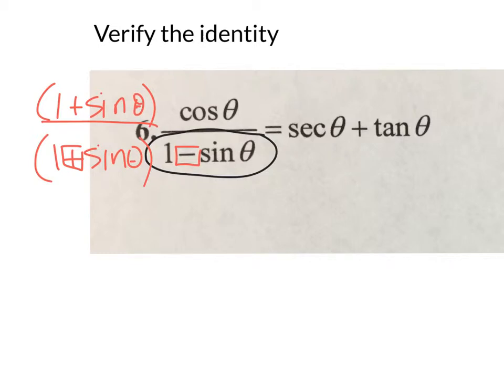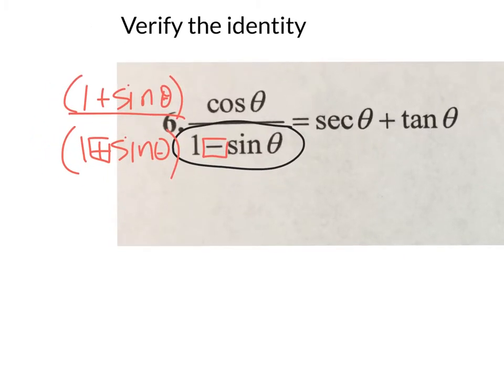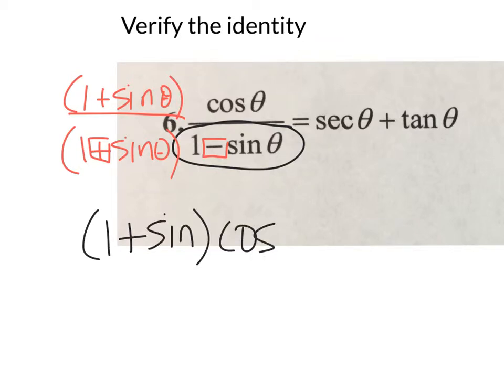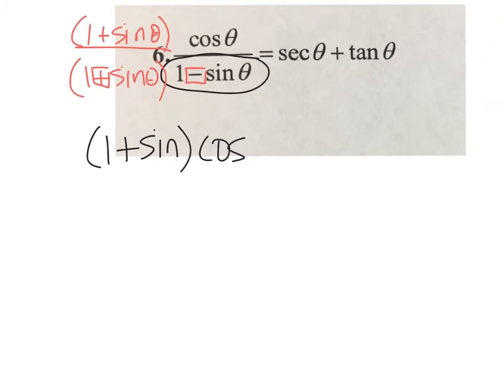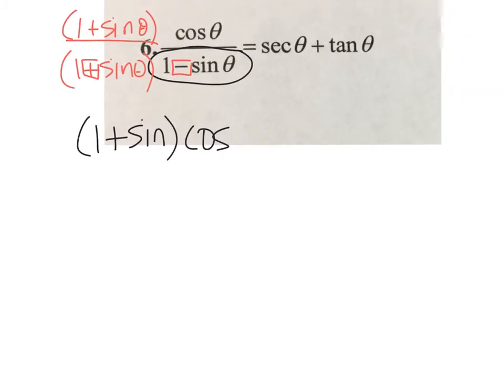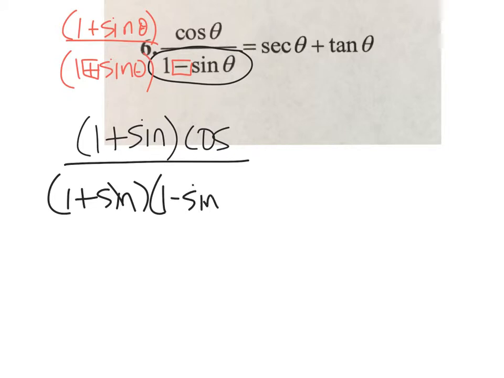So let's do a little bit of simplifying. On top, I have 1 plus sine times the cosine, and I know you're going to be tempted to distribute that, but just don't, because I know what's going to happen in the end, so don't distribute it. And on the bottom, we now have 1 plus sine times 1 minus sine.